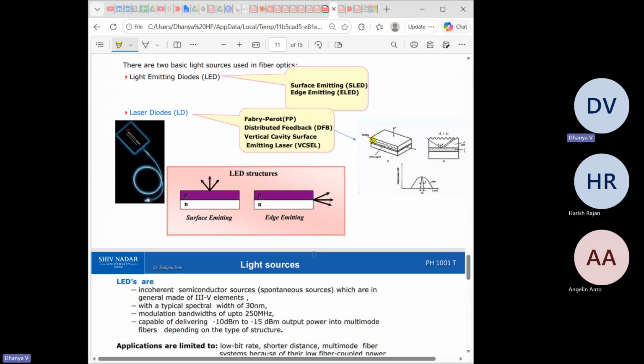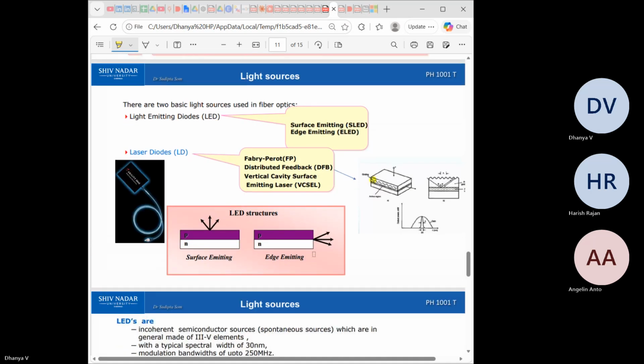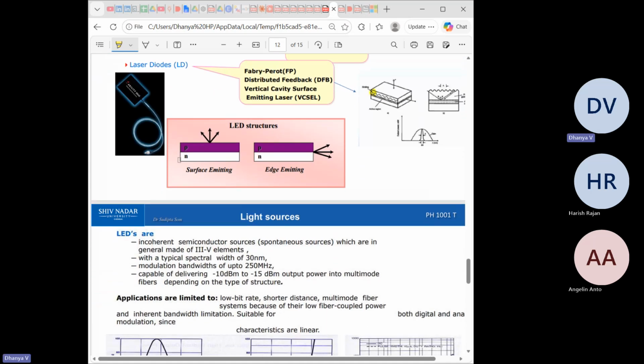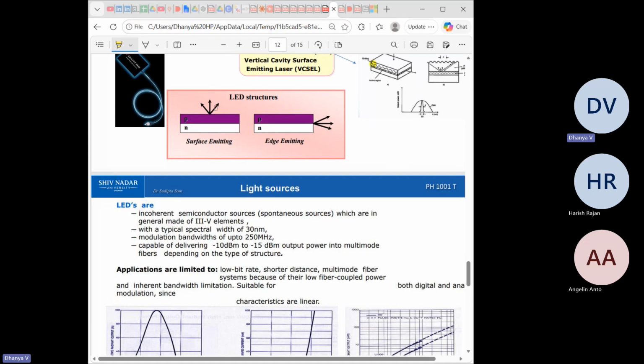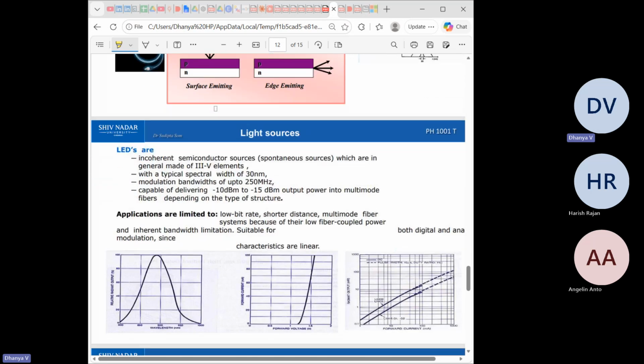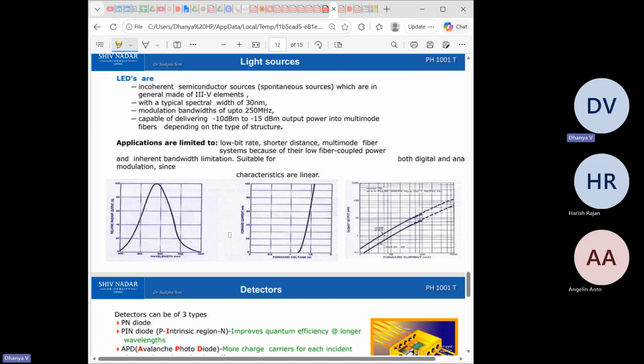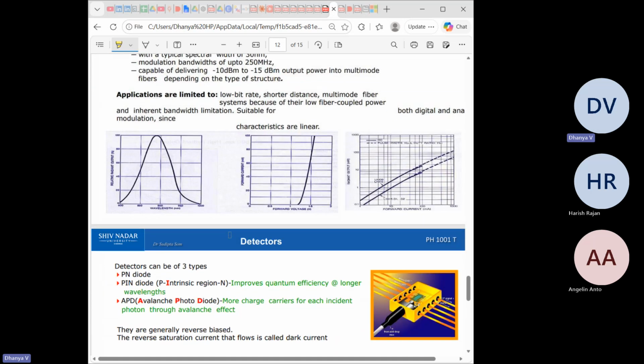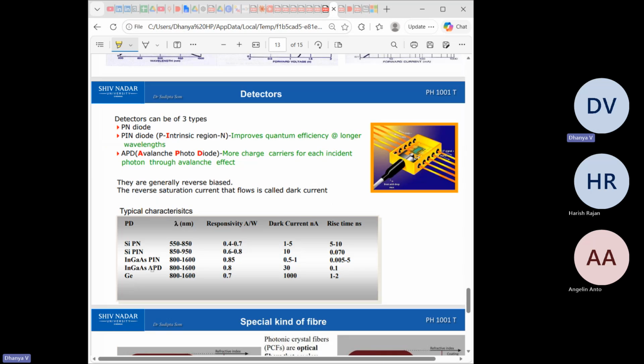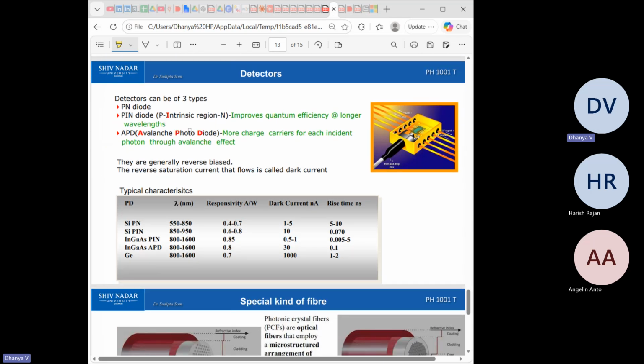And then you have your LEDs and laser diodes. Those are your two basic light sources, no? This one is surface emitting and this one is edge emitting. So it's emitting from the edge, so edge emitting LEDs, and surface emitting LEDs. You just need to know the difference between your LEDs and laser diodes, and just know these definitions alone.